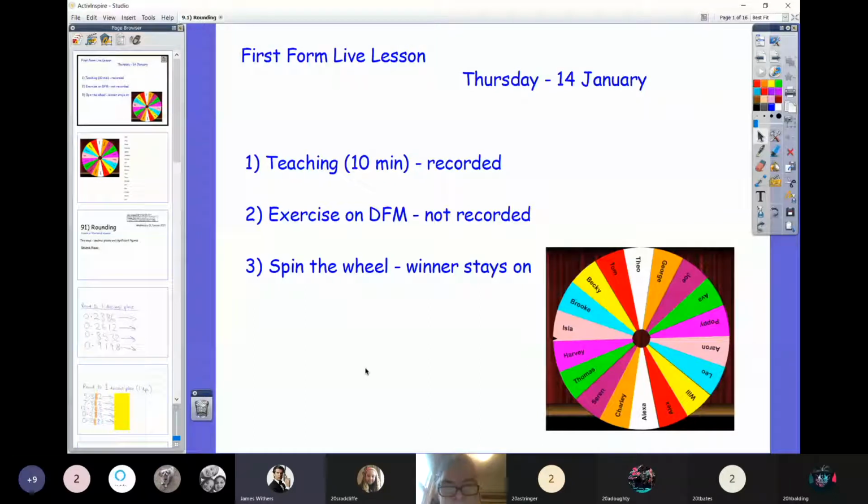My goal today is that we'll have the teaching bit for about 10 minutes or so, which is being recorded, as you know. We'll then actually practice the work. For that, it's up to you. You can either copy the questions straight down off Dr Frost, or you can run off the worksheet, which I've already attached to the scheduled meeting on Teams.